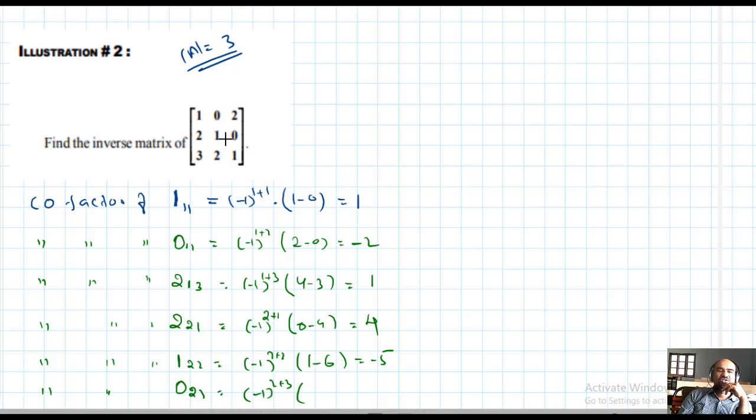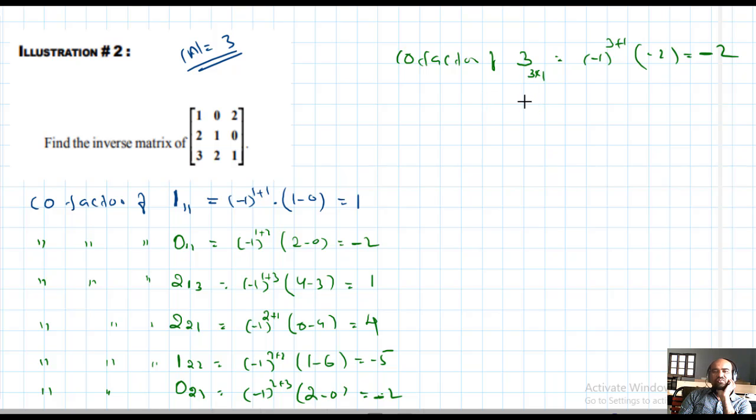Okay, 0 cancelled, 2 minus 0, here 2, here minus 2, okay. Yeah, last row, cofactor of 3. What is that? Third row, first column, that is minus 1 power 3 plus 1, directly 0 minus 2, 3 plus 1 is 4, so totally minus 2.